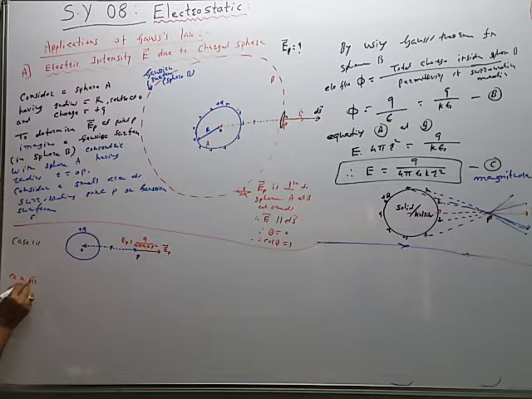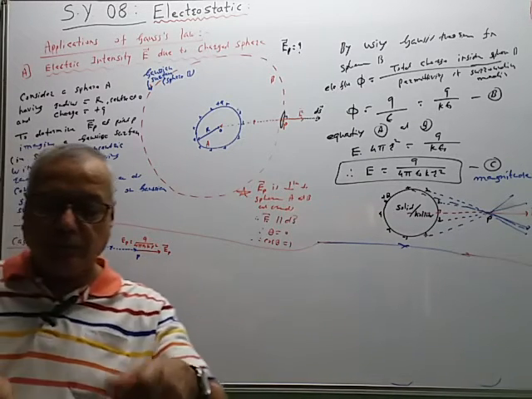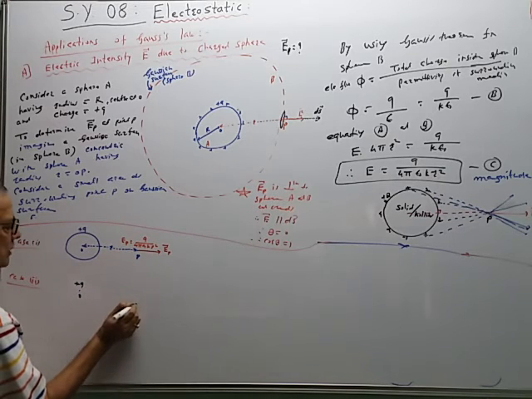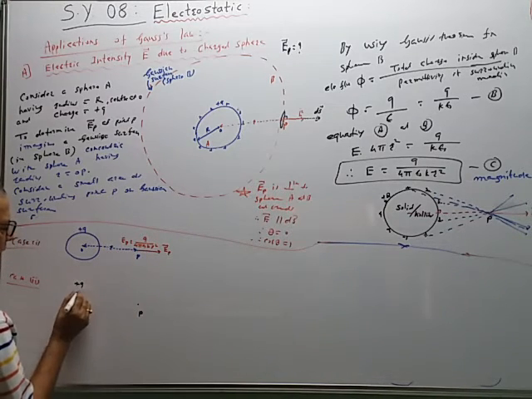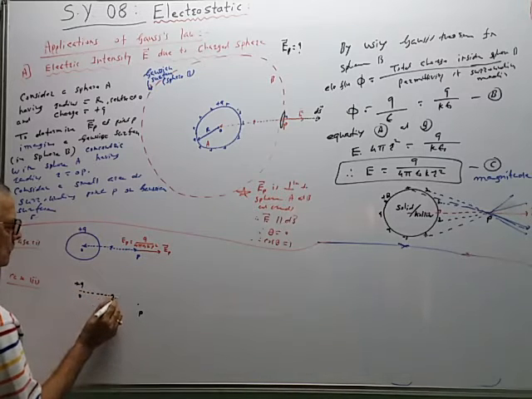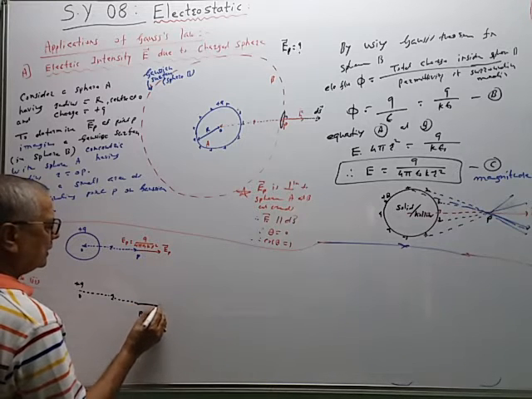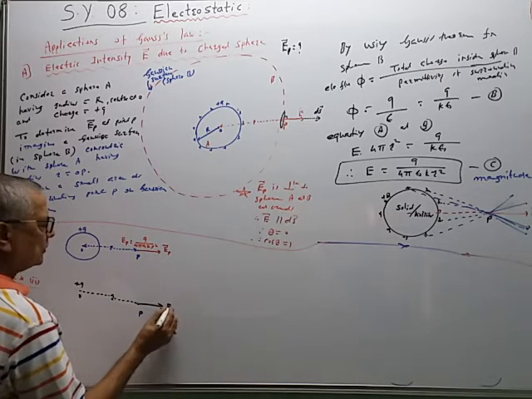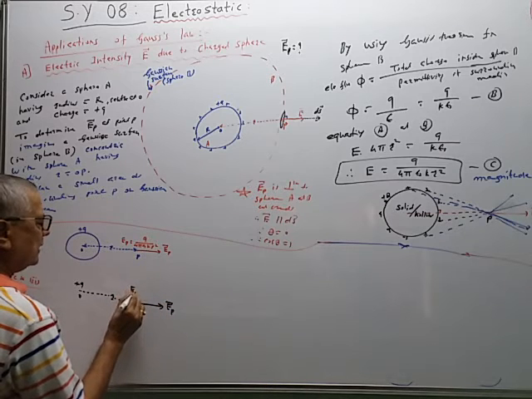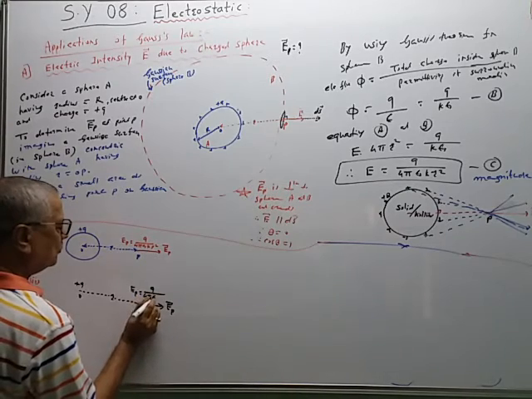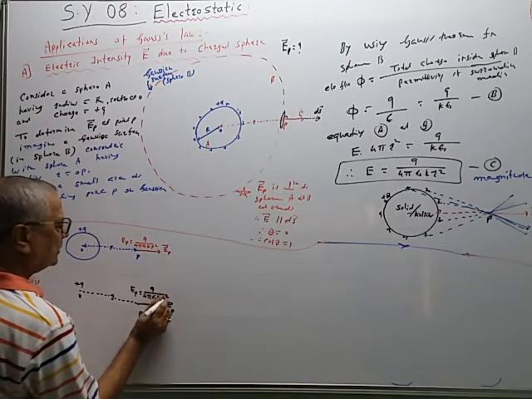That we have seen last year. What is case number 2? This is the point O, where the charge plus q is kept. This is the point P, at distance r. So at point P, the intensity is directed away because the charge is positive, and this intensity has the magnitude again q upon 4 pi epsilon naught k r square.